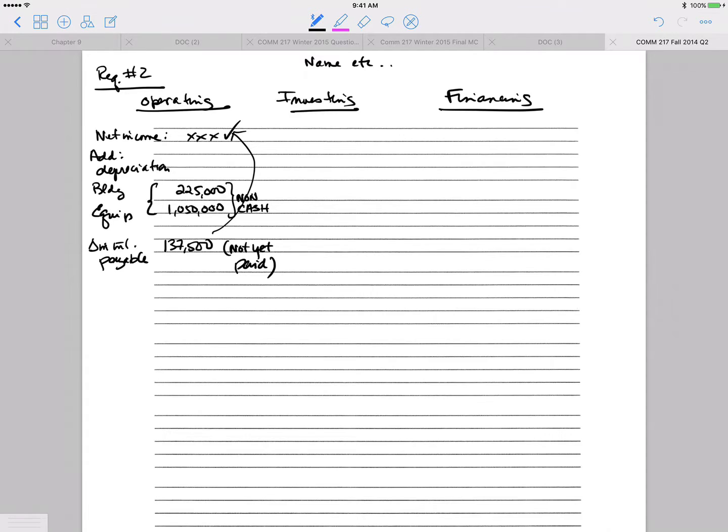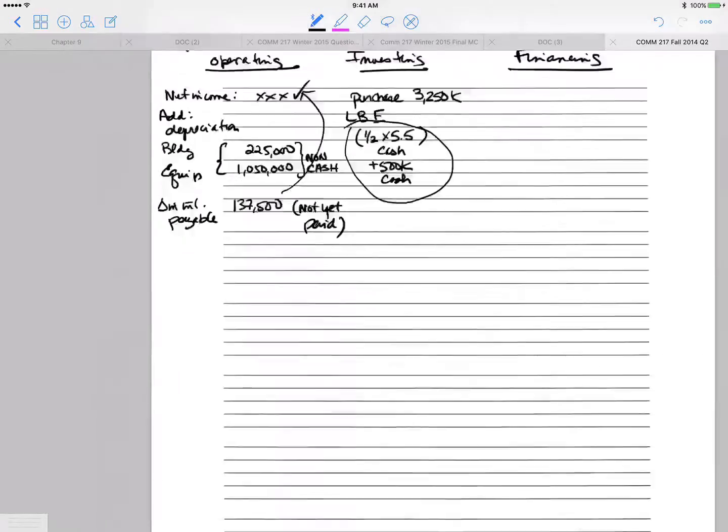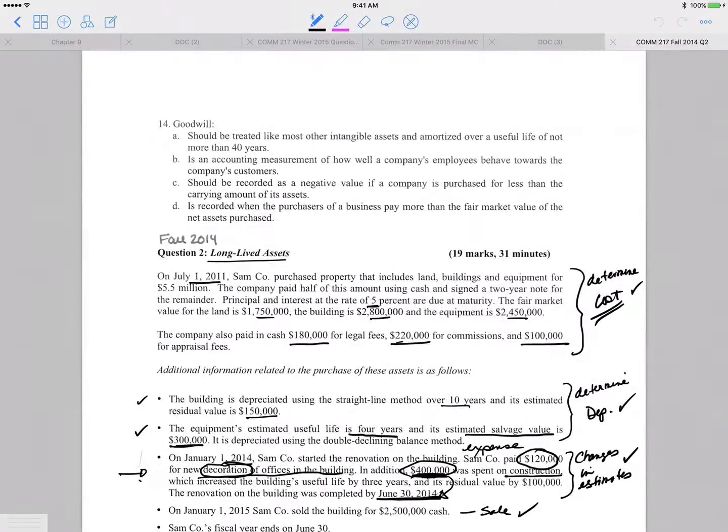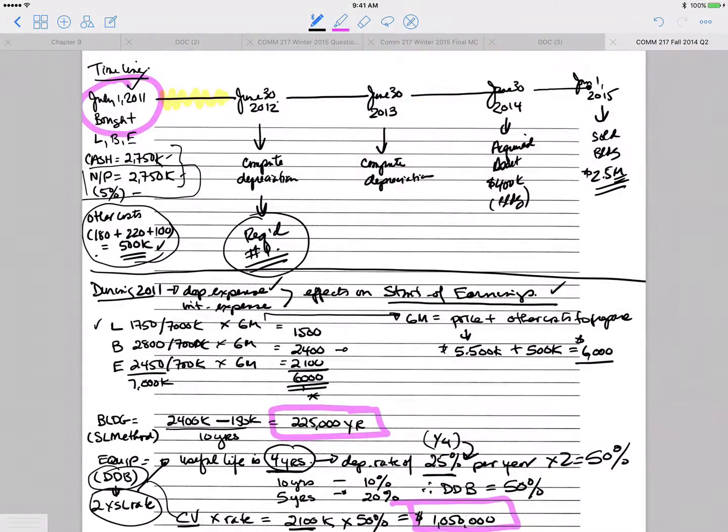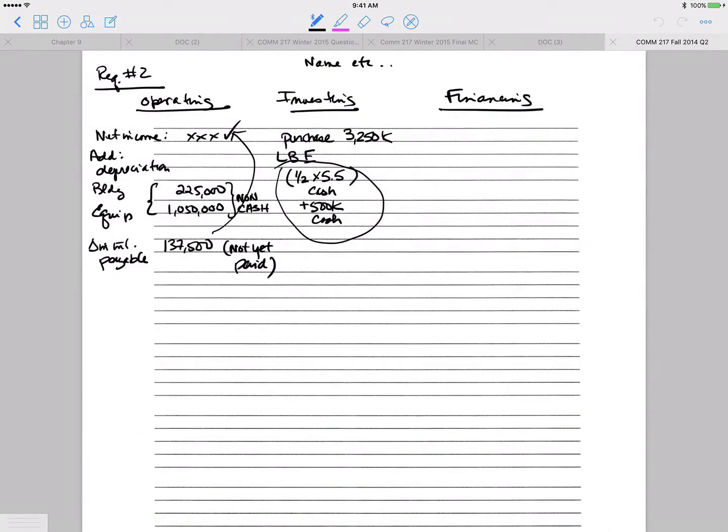In terms of investing, we're going to see the purchase of land, building, and equipment for $3,250,000. What is this? It's half of the $5.5 million we paid in cash, plus the $500,000 we paid in cash to cover the costs that were necessary to prepare the assets for use. So we have to add that. This affects my investing activities. Remember, this is half of the $5.5 million plus the $500,000.